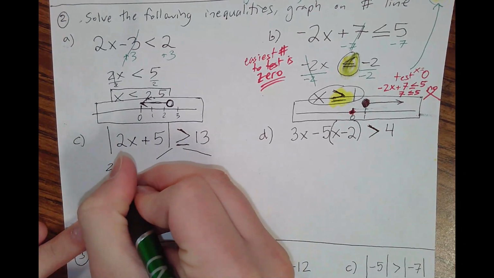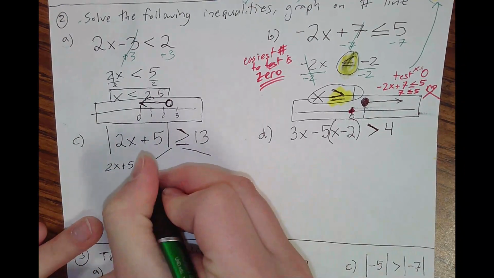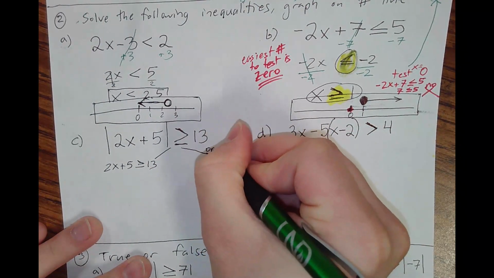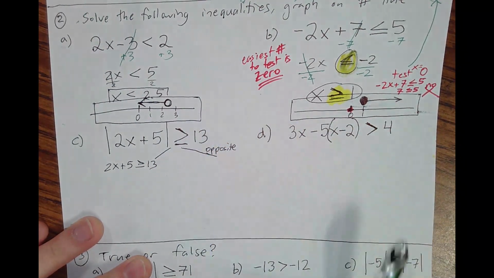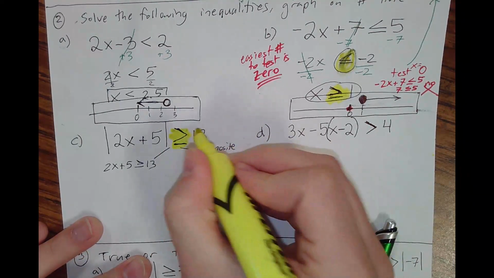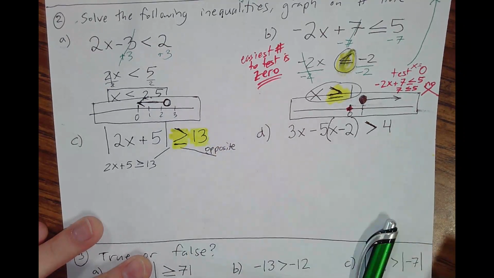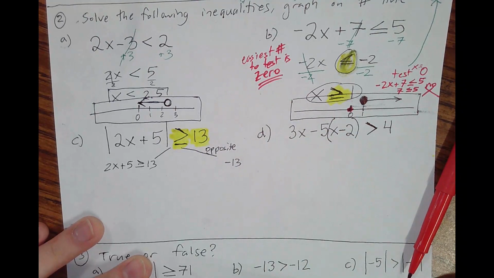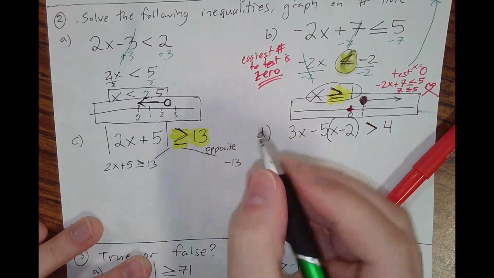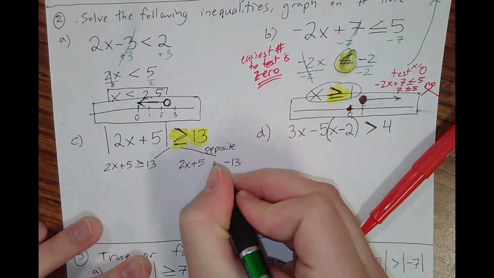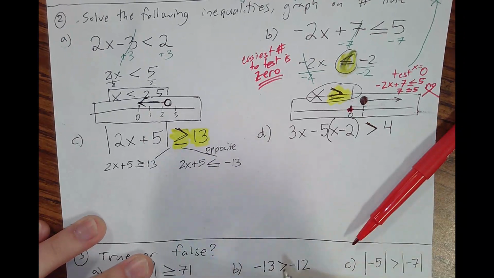It's going to be the positive version of the answer, or it's going to be the opposite, which is very important to not mess up. Not only are you going to switch the number 13 to be negative 13, you're also going to switch the symbol. So it's not going to be greater than anymore. It's got to be less than. So 2x plus 5 is less than or equal to negative 13.